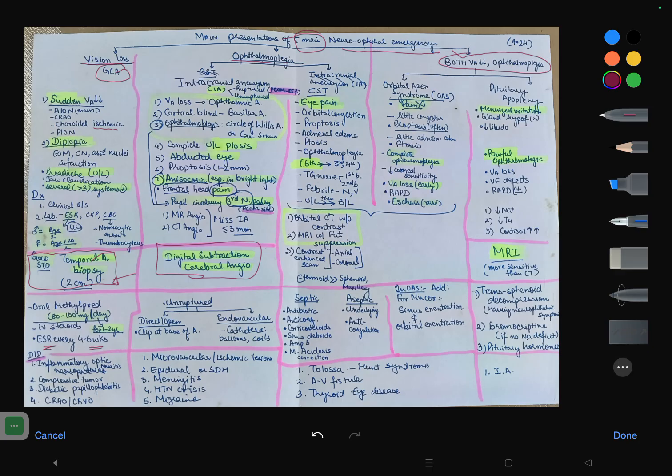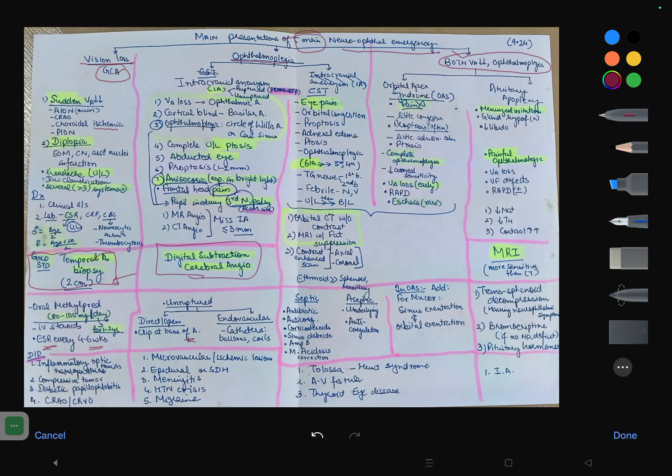Unruptured aneurysms, we can treat them with direct or open surgery by clip at the base of the aneurysm, or we can do an endovascular procedure using catheters, that is the balloons and the coils. What are the DDs for the intracranial aneurysms? It could be microvascular or ischemic lesions, epidural or subdural hemorrhage, meningitis, hypertensive crisis, and migraine.